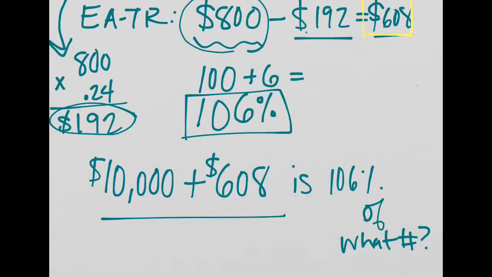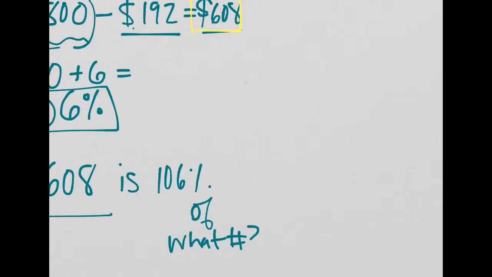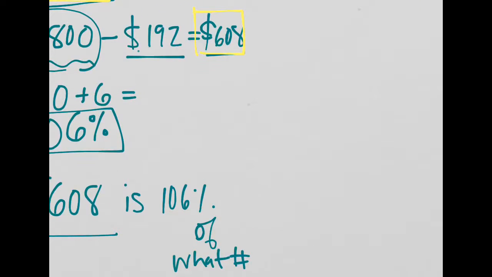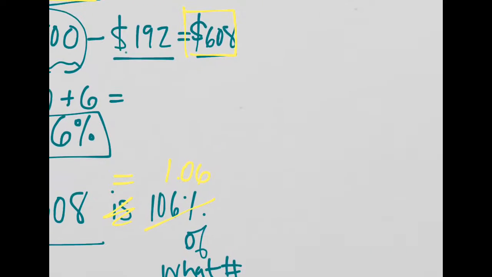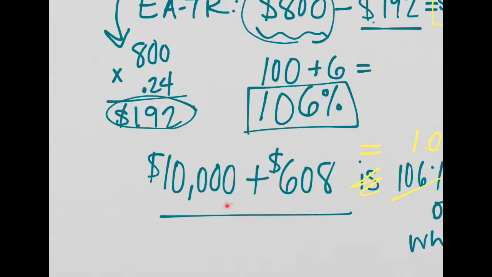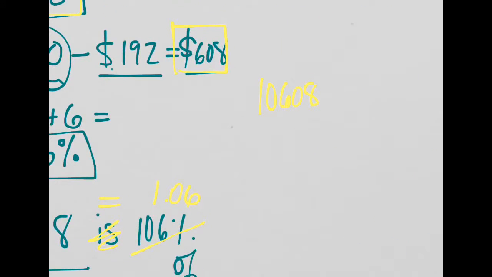Okay, so we're setting this up. I'm going to move over here a little bit. Okay, so the word "is" is another word for equal sign, right? Is, okay? And another way to say 106% is just to say 1.06 as a decimal, okay? So what I'm basically saying is $10,000, and I'm just going to go straight to adding these together, $10,608. Okay, again, that's just this part right here.